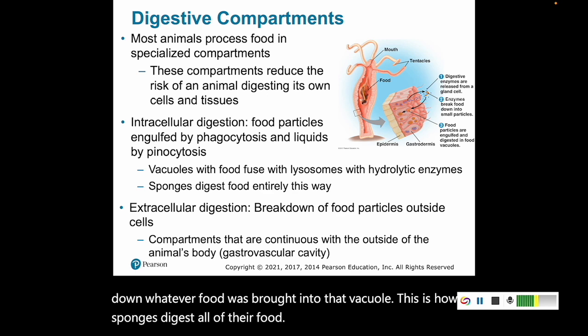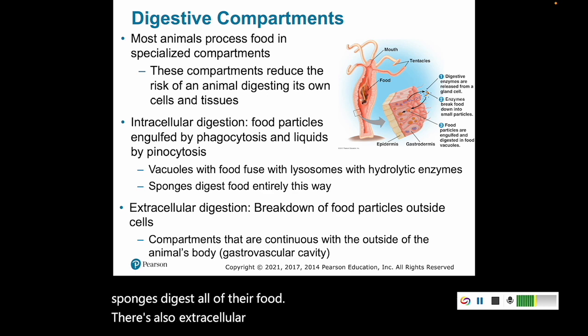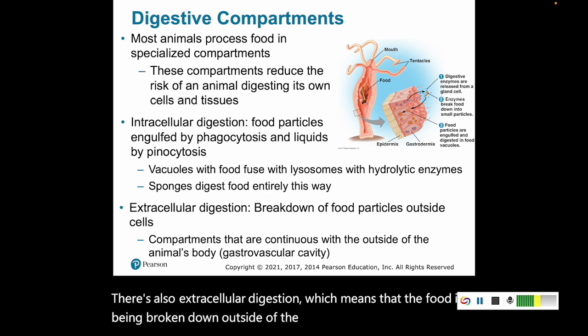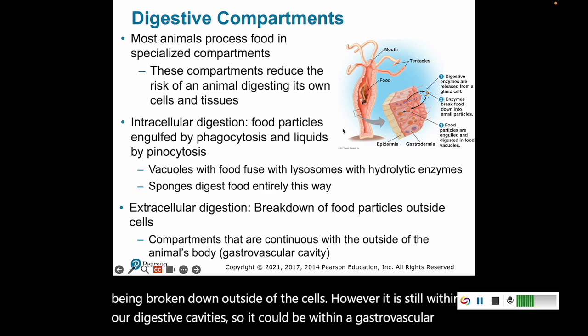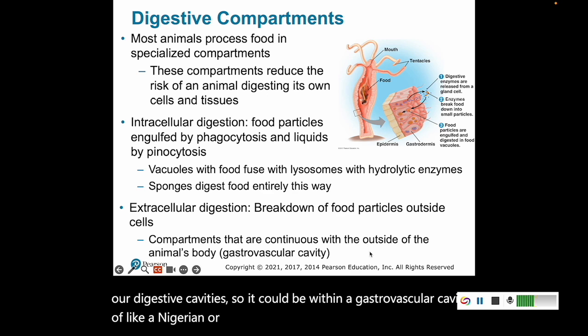There's also extracellular digestion, which means that the food is being broken down outside of the cells. However, it is still within our digestive cavities. So it could be within a gastrovascular cavity of like a cnidarian or something, or within the alimentary canal of a higher animal.